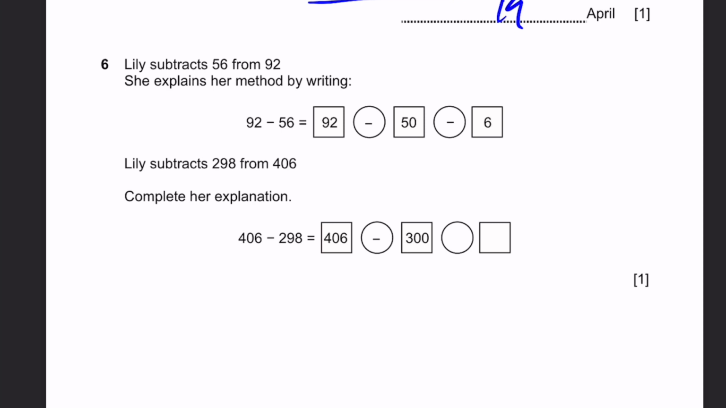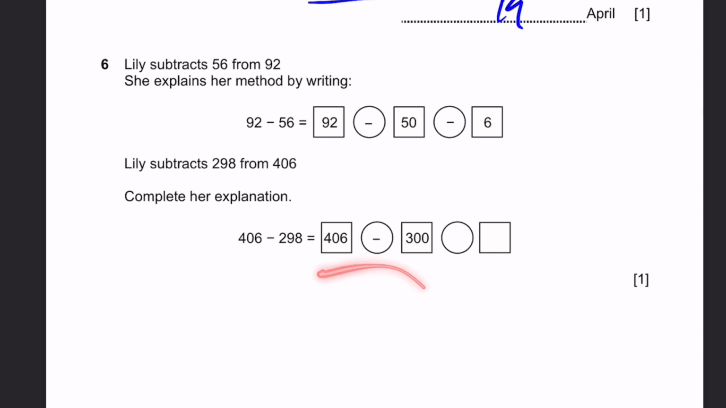Question 6. Lily subtracts 56 from 92. She explains her method by writing 92 minus 56 equals 92 minus 50 minus 6. Lily subtracts 298 from 406. Complete the explanation. 406 minus 298 is equal to 406 minus 300 plus a missing number.